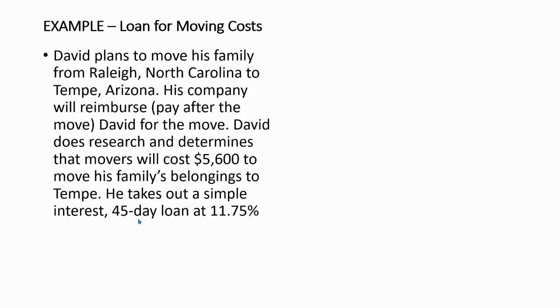Okay, so what is my interest going to be? That's the first question we have to find out. So interest equals principal times rate times time. Okay, so we know that our principal is $5,600.